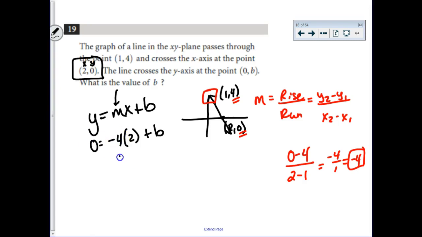Well, that's negative 8, right? So you're going to add 8. B equals 8. Now, any of your pictures, was it beautiful enough where you were like, yes, clearly it would have crossed at 8?